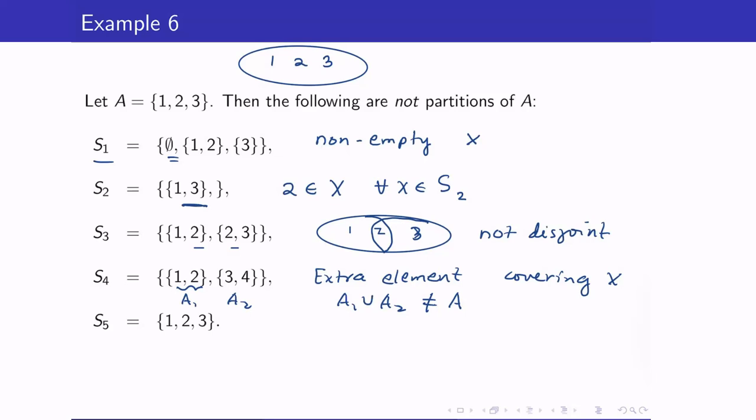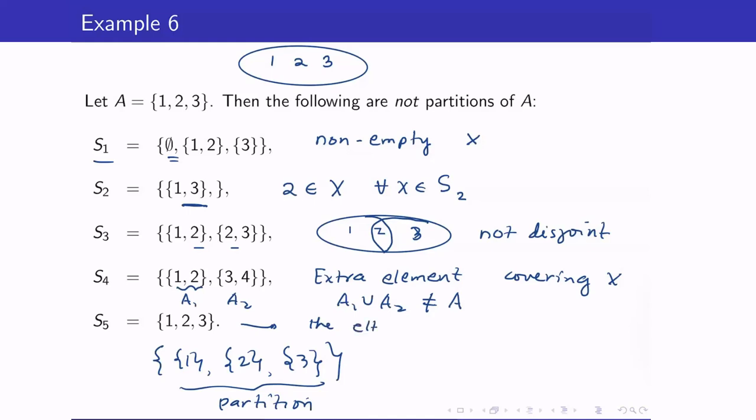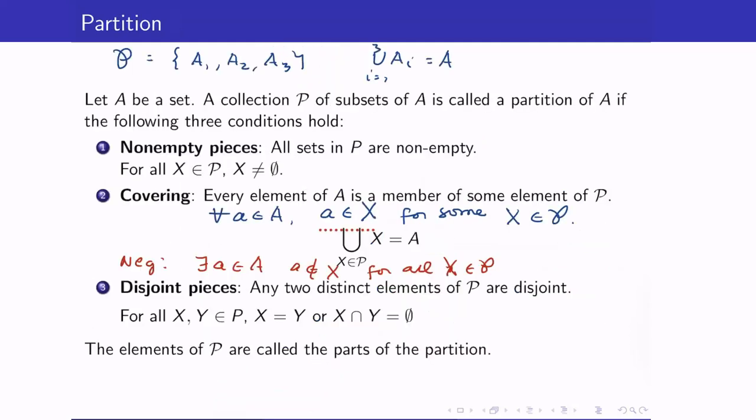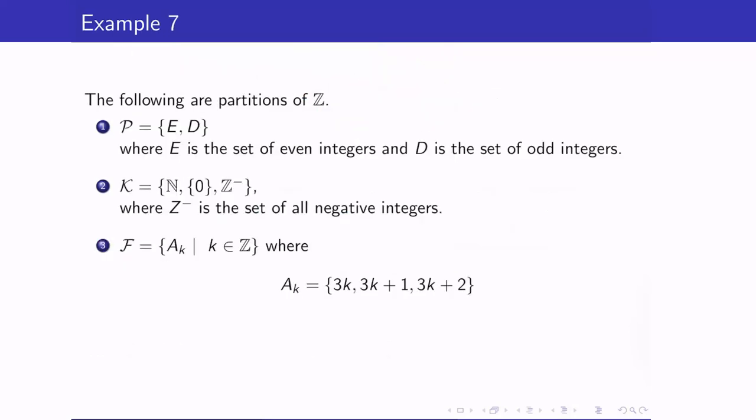What about S5? Why is this not a partition of A? Because remember that a partition should contain sets, and these are not sets, right? However, if we had written it as the set containing 1, the set containing 2, and the set containing 3, then that would be a partition. So here the reason is because the elements in S5 are not sets. The partition should contain subsets of A. Let's look at a few more examples. The following are partitions of the set of integers.